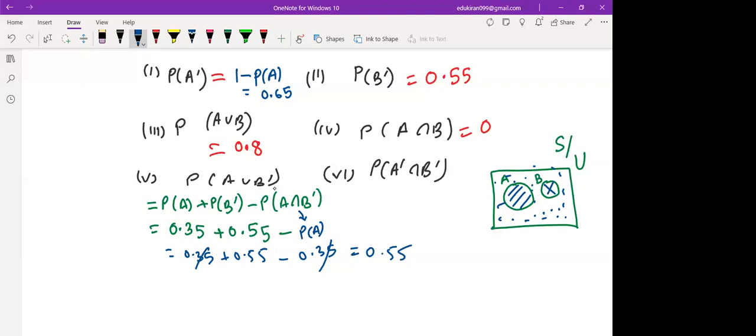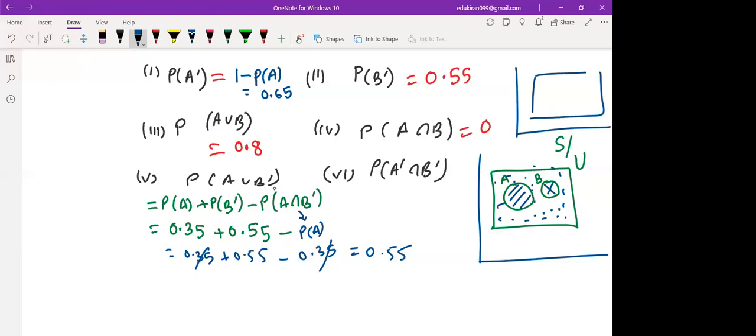So you have to take a little help of the Venn diagram to understand this, because A and B have nothing common. It is not like the graph where there is something common between them; this is the graph. Okay, sir. Now, similarly, can you do the sixth one?